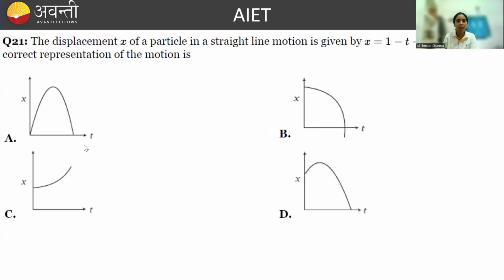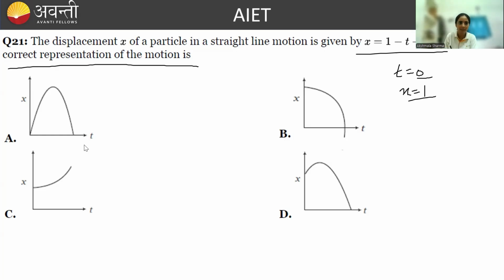Now, the displacement x of a particle in straight line motion is given by this. The correct representation of its motion is. So, just look at this, x is a function of time, and also here the xt curve is given. So, ideally what we do is we try to first check if we put here t equal to 0, then at t equal to 0, x will become how much? 1. So first we try to put the initial values and then check the value of the other, that is, we put initial time 0, and then the other value, that is displacement, we are getting as 1. Now try to check the same thing in the graph.